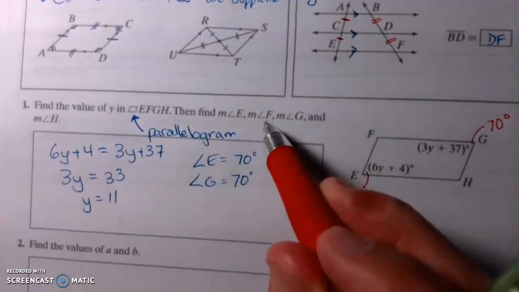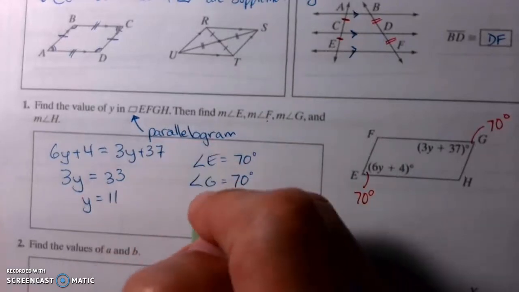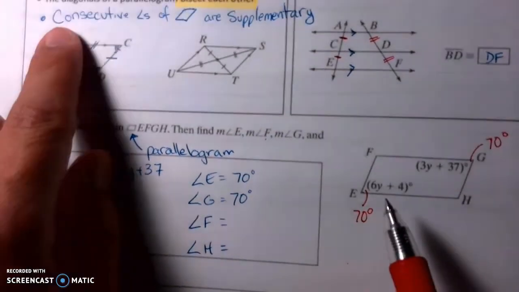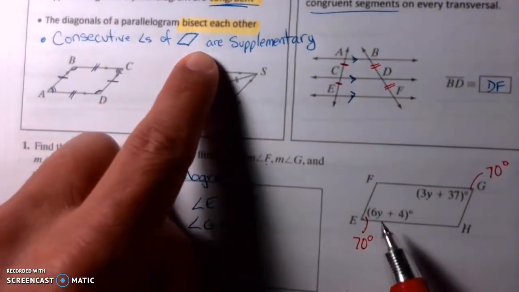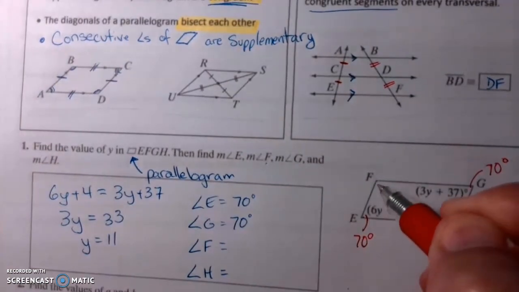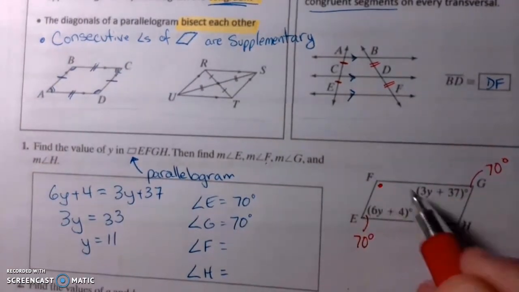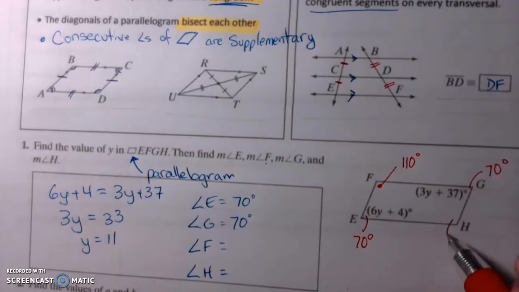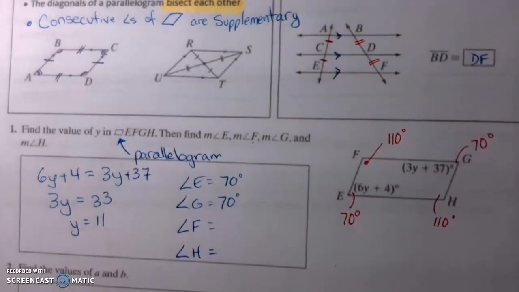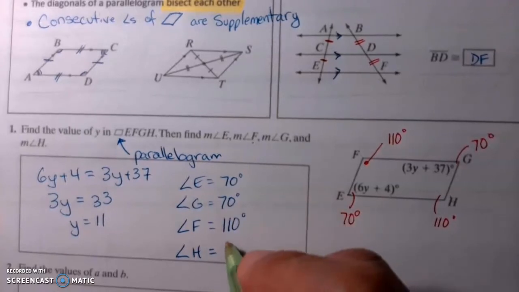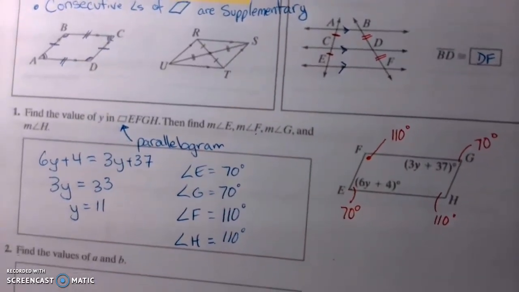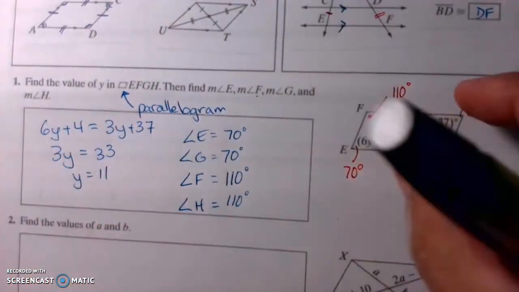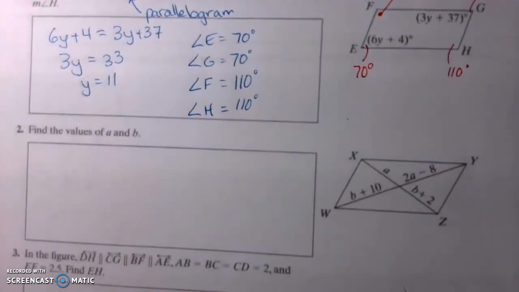Now if you look at angles F and H, there's no information here, but we should be able to figure out what they are. They're not going to be 70 degrees, but consecutive angles are supplementary. If this is 70 and F and E are supplementary, or F and G are supplementary because they're consecutive, then this would be 110. And this would be 110 degrees because 110 plus 70 is 180. If I add up all 4 angles, it adds up to 360. Opposite angles are equal. Consecutive angles add up to 180 in a parallelogram.